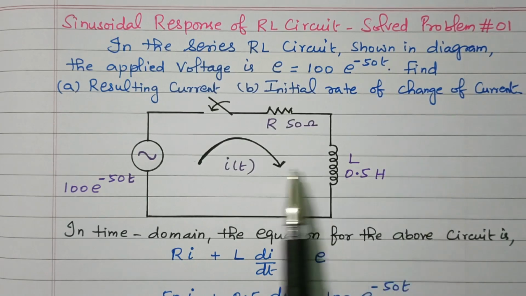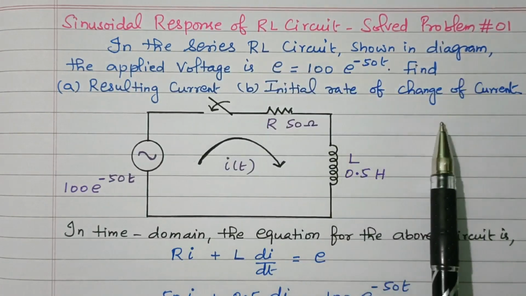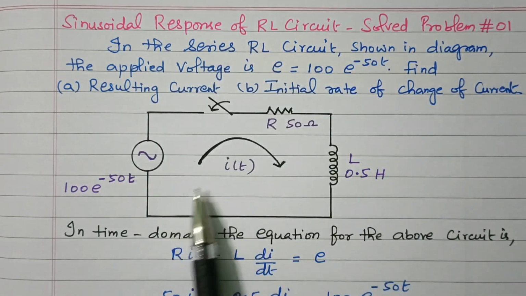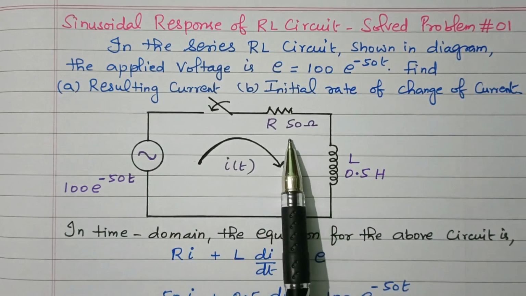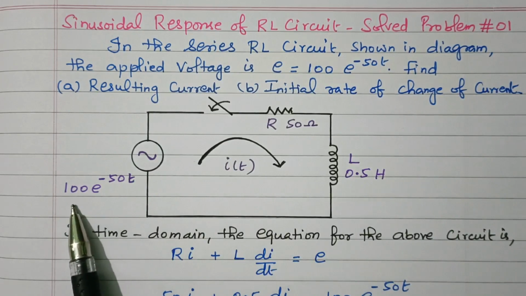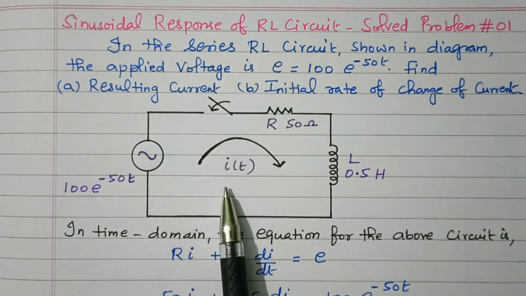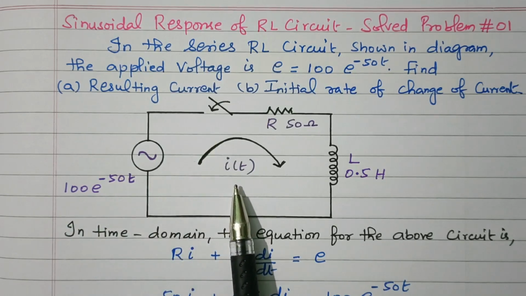Now we will go to the topic. Sinusoidal response of RL circuit, solved problem 1. So this is the circuit given, an RL circuit. Resistance 50 ohm, inductance 0.5 Henry. It is excited by the exponential function 100 e power minus 50 t. The switch T is available. i of t is the transient current.